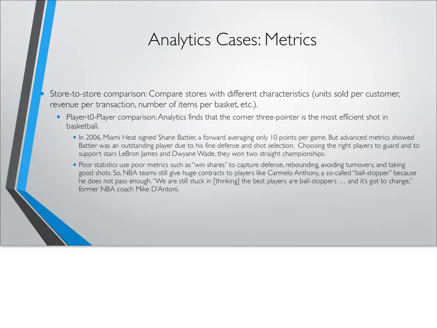So in 2006, Miami Heat signed Shane Battier, a forward averaging only 10 points per game. But advanced metrics showed Battier was an outstanding player due to his fine defense and shot selection. Choosing the right players to guard and to support stars LeBron James and Dwyane Wade, they won 2 straight championships. Poor statistics, on the other hand, end up using poor metrics, such as win shares, to capture defense. So that's capturing defense, rebounding, avoiding turnovers, and taking good shots.